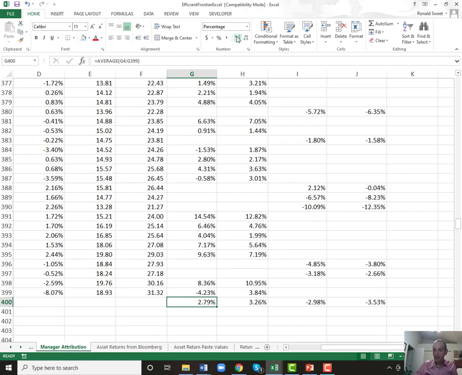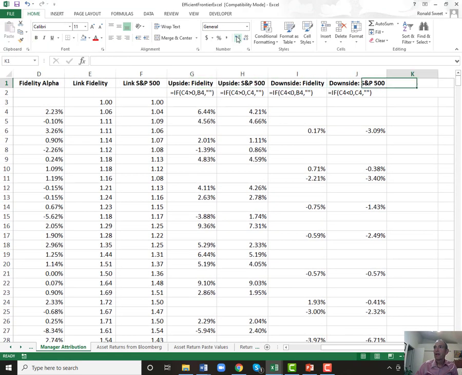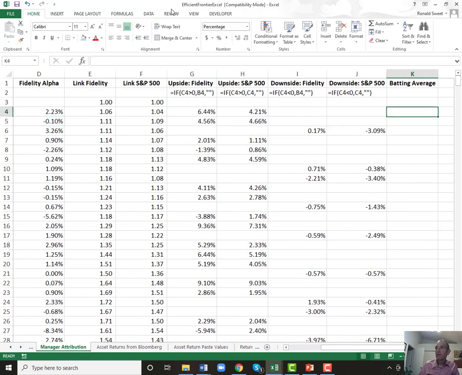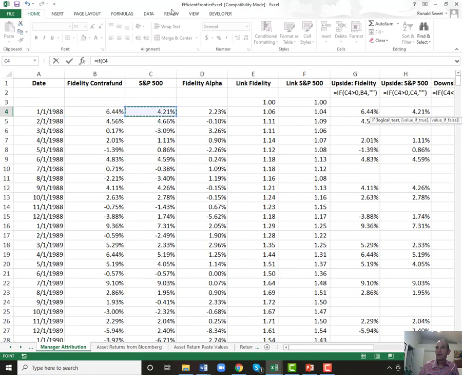The last thing I like to do, and I also think it's a pretty good one, and that is what we call the batting average. So by the batting average, what we're asking is, what percentage of the time does Fidelity outperform? So we're just going to say equal if Fidelity's alpha, let me start on the right row here, remember the alpha is in column D, if their alpha is greater than 0, give them a 1, otherwise give them a 0.